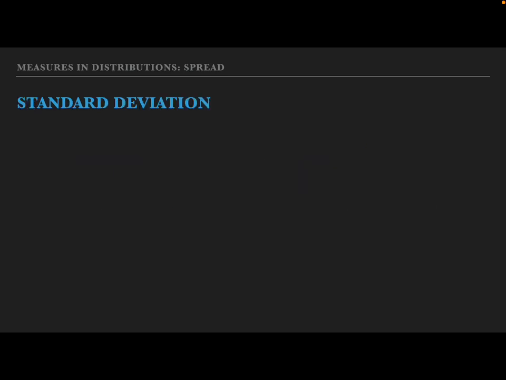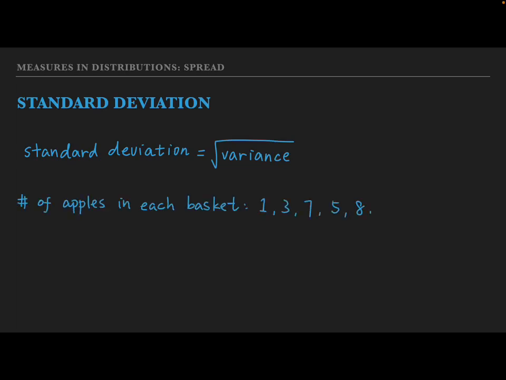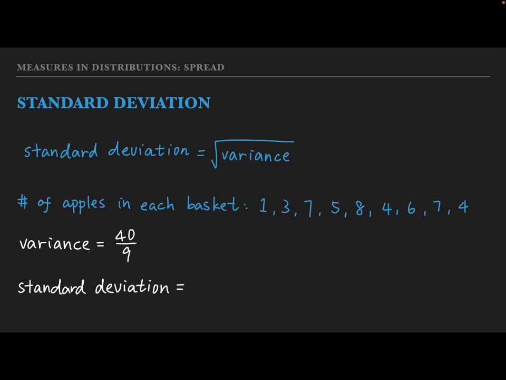Standard deviation. While this name may sound scary, don't freak out. It's actually a simple idea now that we have introduced the variance. Standard deviation is just the square root of the variance. For example, here we know the variance is 40/9, so the standard deviation is just the square root of it, which is 2/3 of square root of 10.